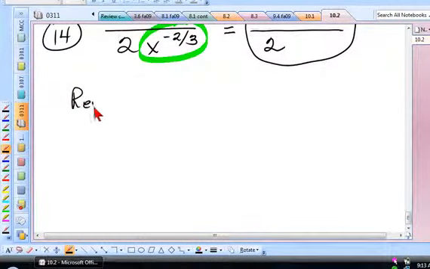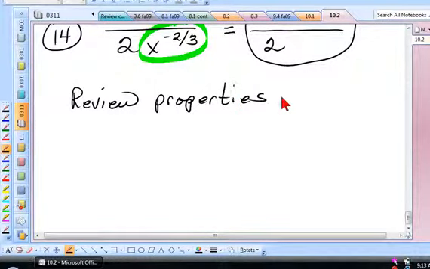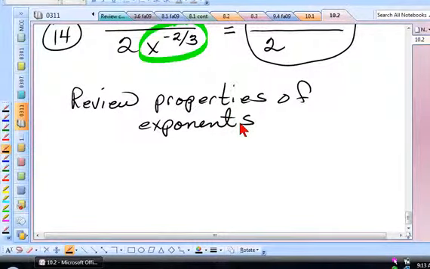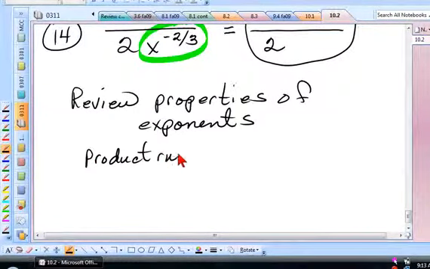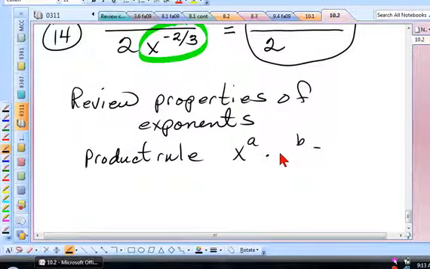I want to review, and I have been doing this a little bit as we go along, but I want to review properties of exponents. Some of them we've already reviewed. I want to look at the product rule. I'm going to go through them kind of quickly. If I have x to the a times x to the b, those bases are the same, what do you do with the exponents? x to the a plus b.